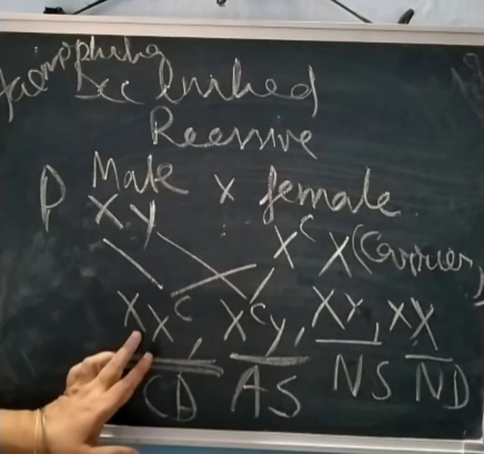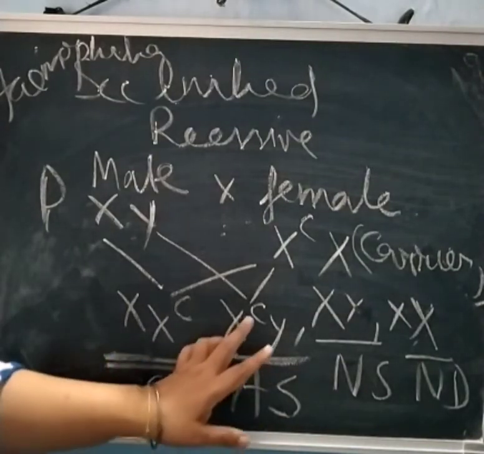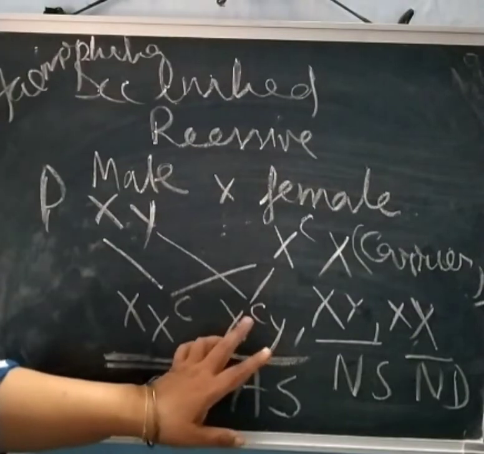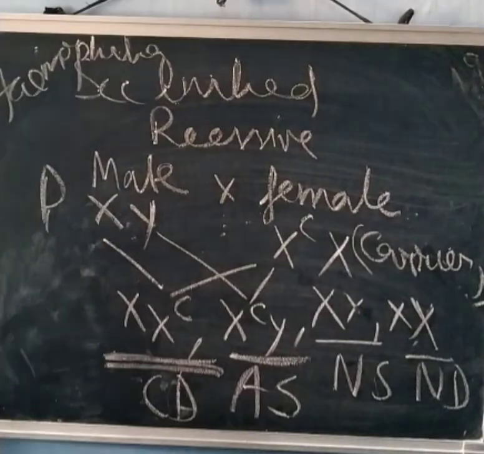Remember, one X unaffected means carrier daughter, but affected son means the one X is carrying the disease gene, and Y cannot suppress the X and X will express its characteristics. So here X cannot suppress Y and Y cannot suppress X.